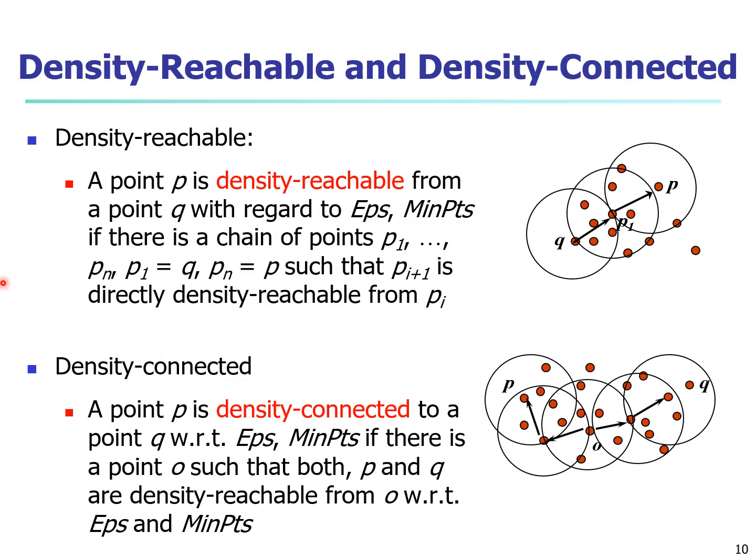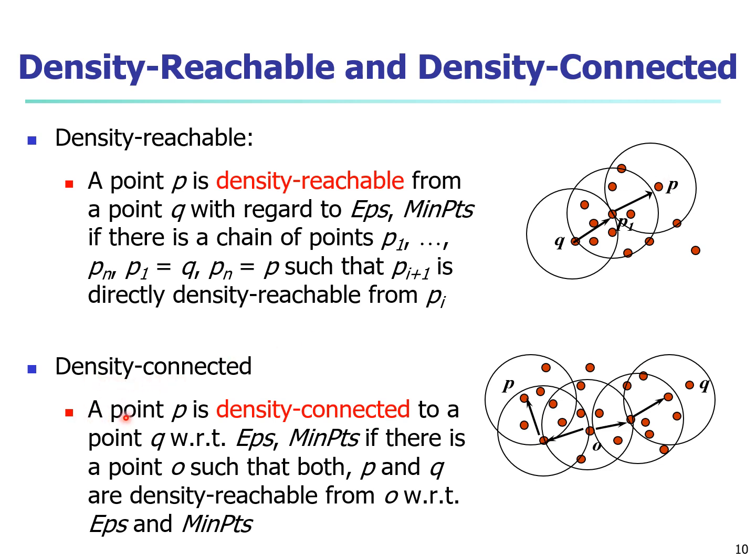Now, density reachable: we say that a point P is density reachable from a point Q with regards to epsilon and minimum points if there is a chain of points P1 until Pn that can connect P and Q together. In this case, we say that P is density reachable.